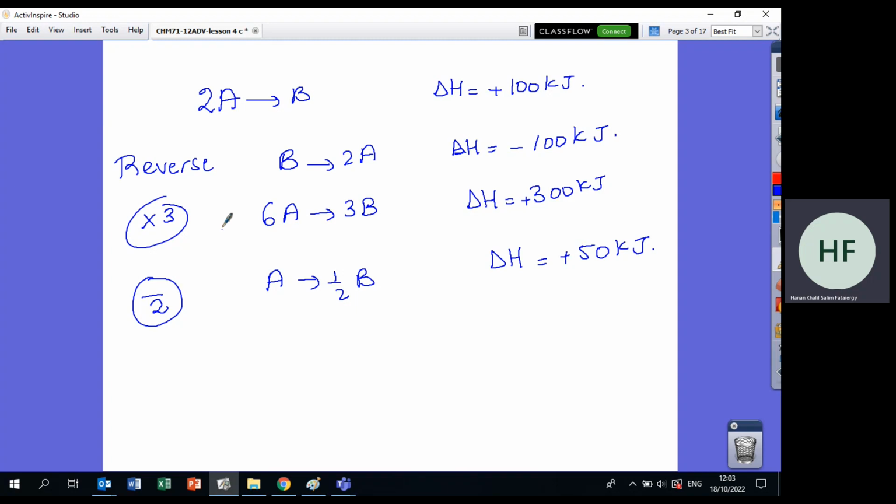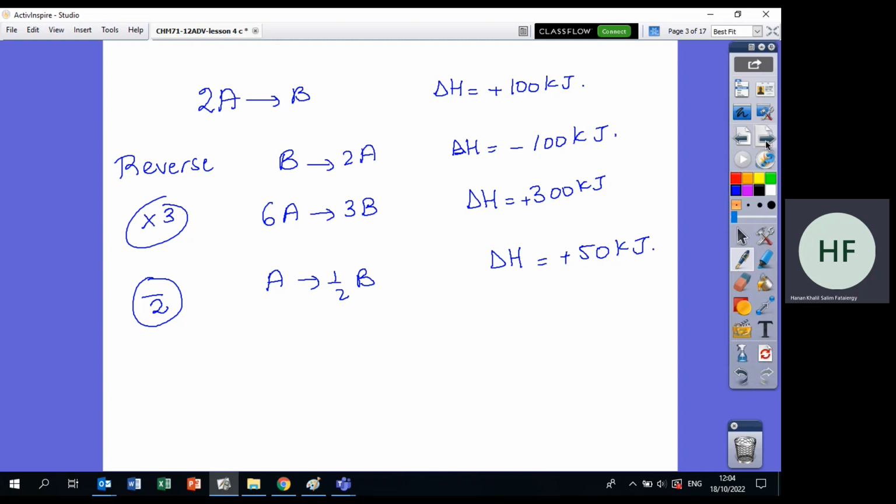So these are the rules that should be followed. If you reverse the reaction, you reverse the sign of delta H. If you multiply by a number, you multiply delta H by the same number. If you divide by a number, you divide delta H by the same number.